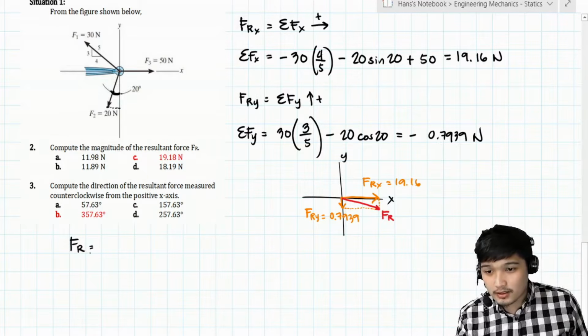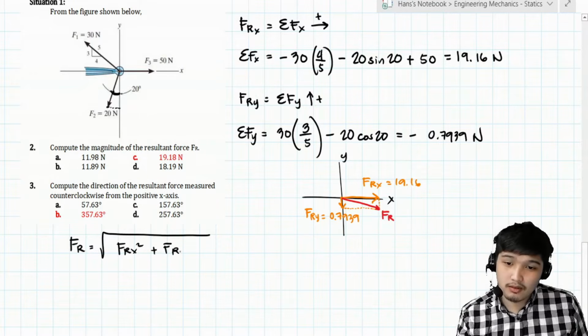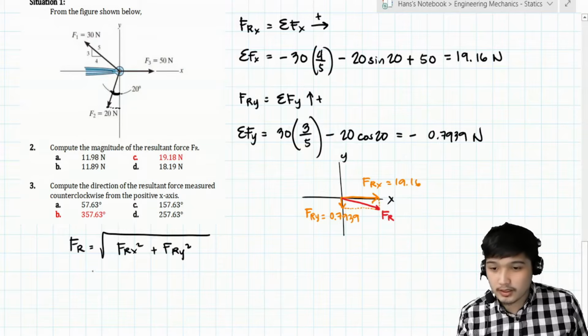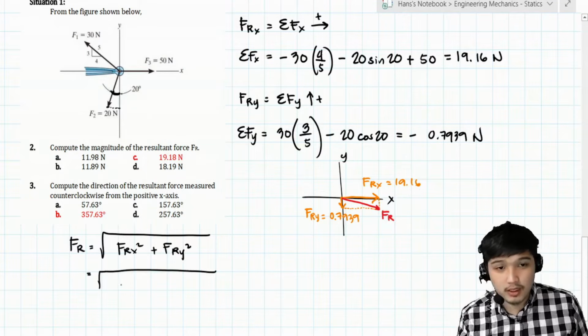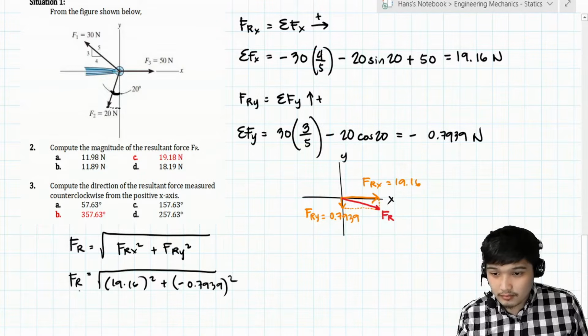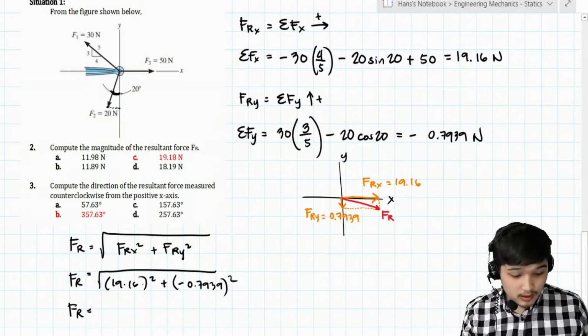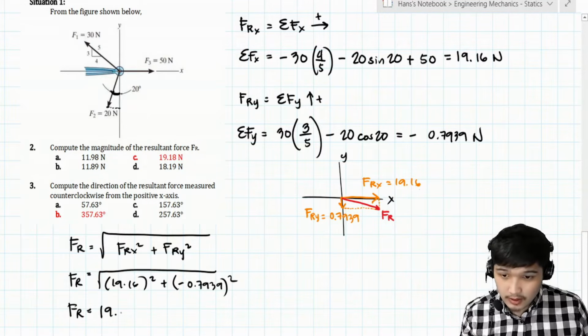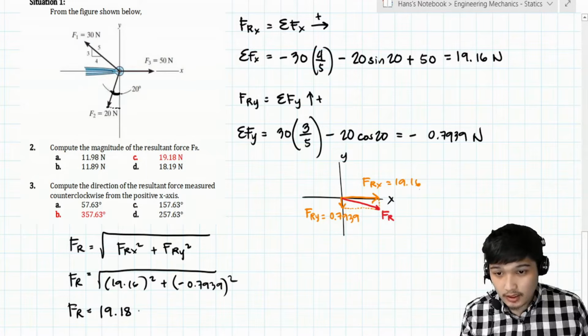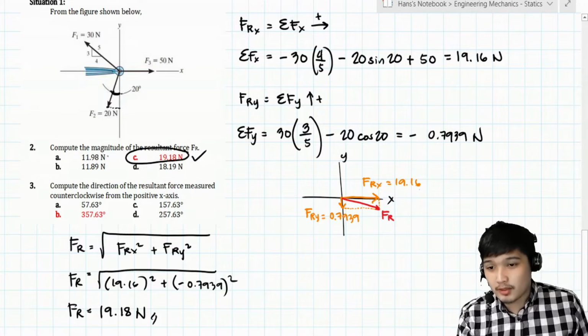So, FR is just the Pythagorean ng mga components. FRX squared plus FRY squared. Okay, so just simply plug in yung mga nakuha nating values. Ilan yan? Okay, so labas sa calcu is 19.18 and then that is Newton. So correct answer is letter C. So check. So next, number 3.